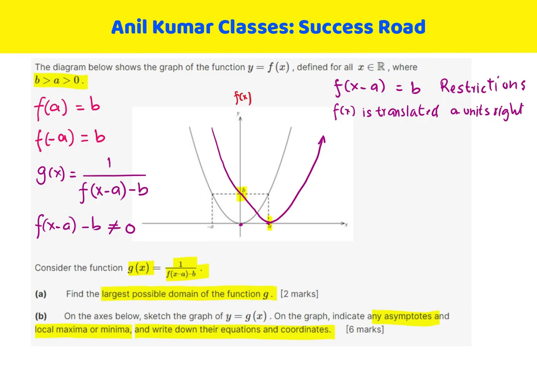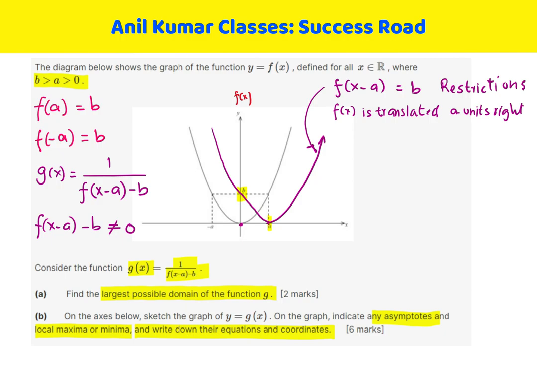That is f of x minus a, correct? It moved a units right. Now what you need to say, so this is your graph, correct? Let me write f of x minus a.